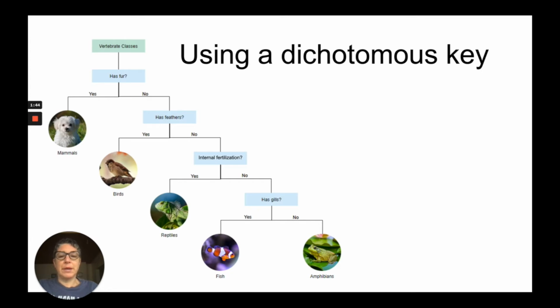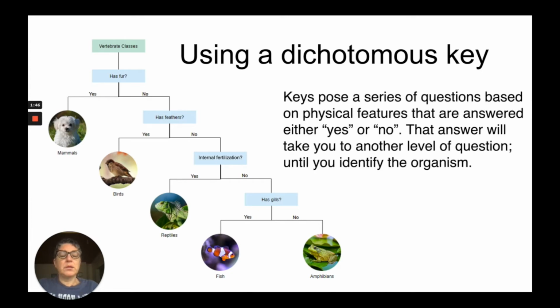So how do we use a dichotomous key? Basically, keys pose a series of questions that can be answered either yes or no. If you take the yes branch, you go in one direction, and if you take the no branch, you go in another direction, and follow the series of steps until you reach the end. And the end is identifying the organism.